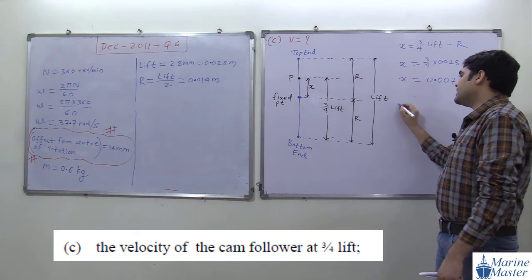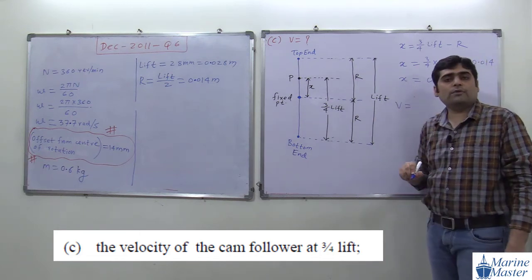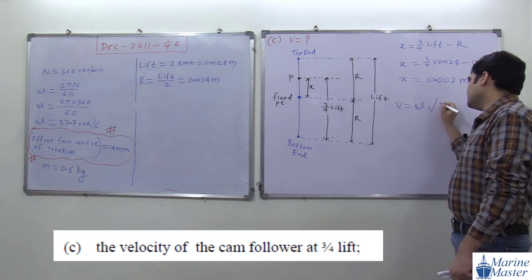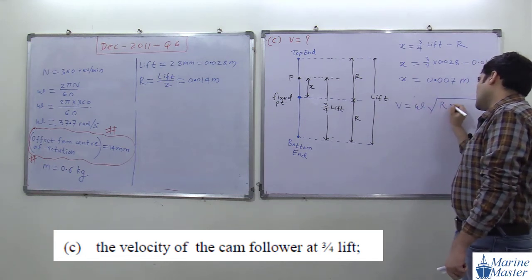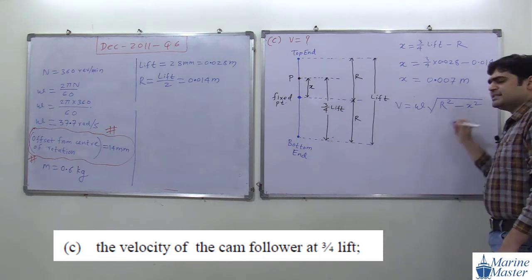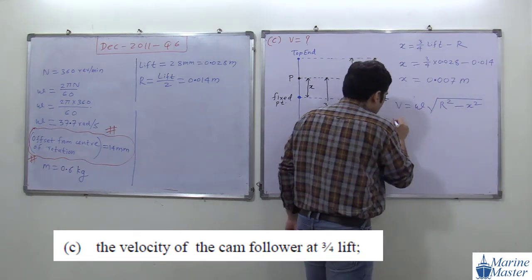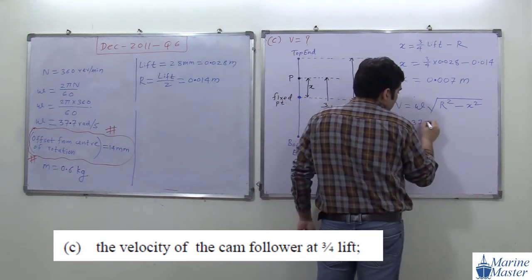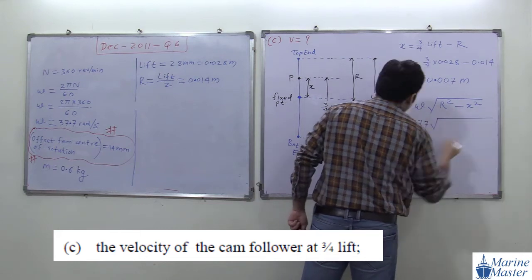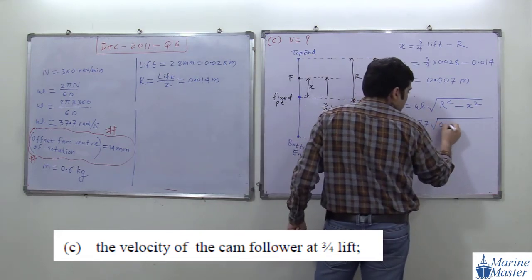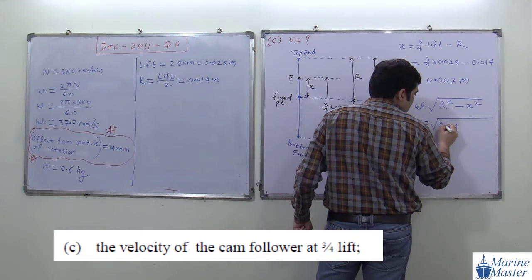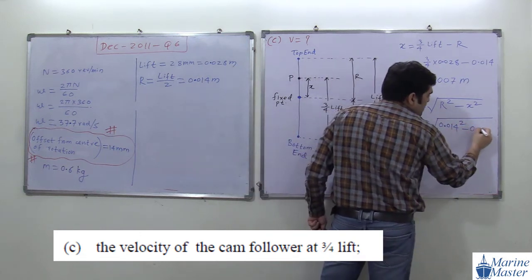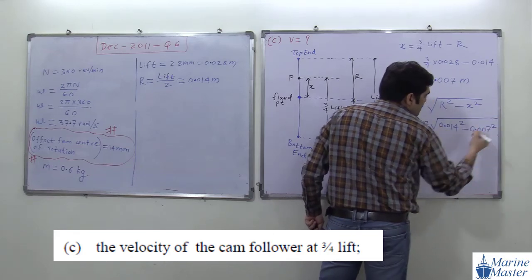So now our target is velocity. What is the relation for velocity for this point P? V is equal to omega under root of r square minus x square. Very simple discussion. So V is equal to omega, which we calculated as 37.7 at the beginning of the solution, under root of R, 0.014 square, minus x, 0.007. Check it out, sometimes we may miss a zero.